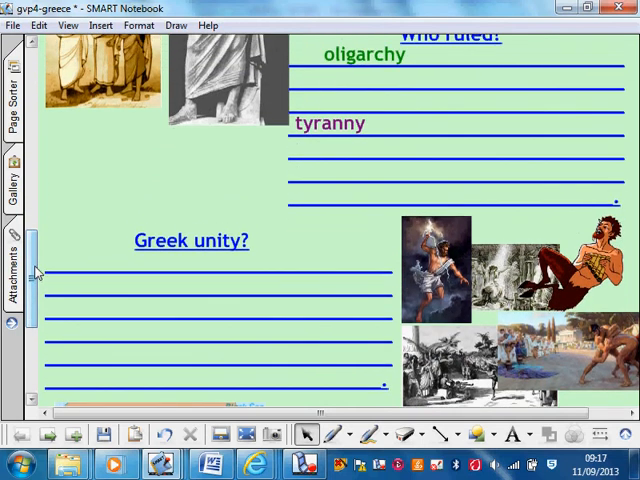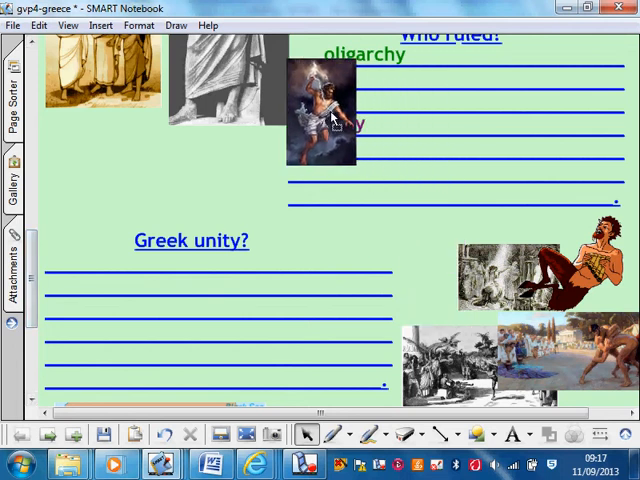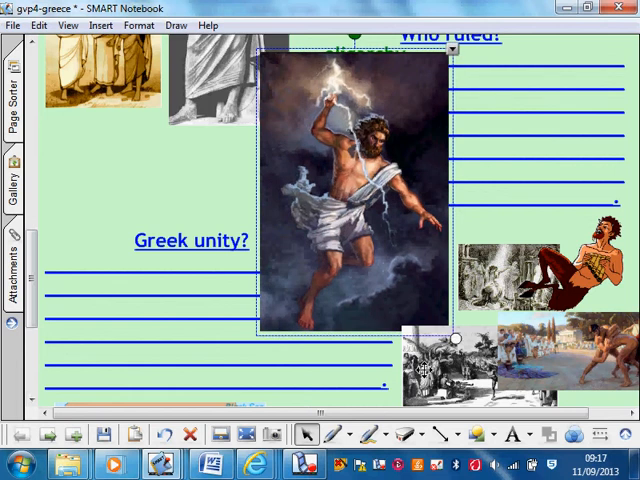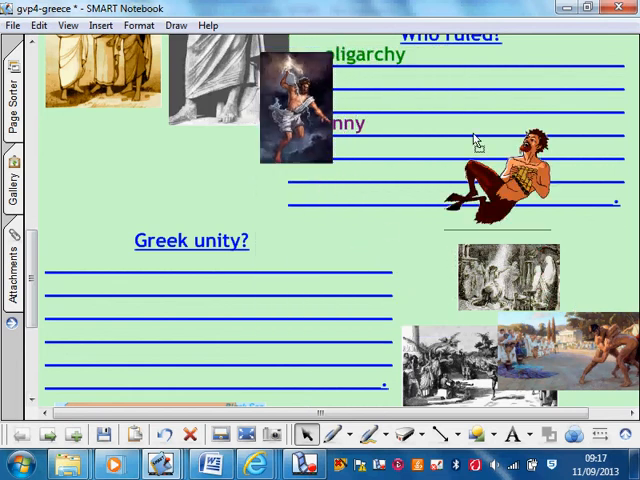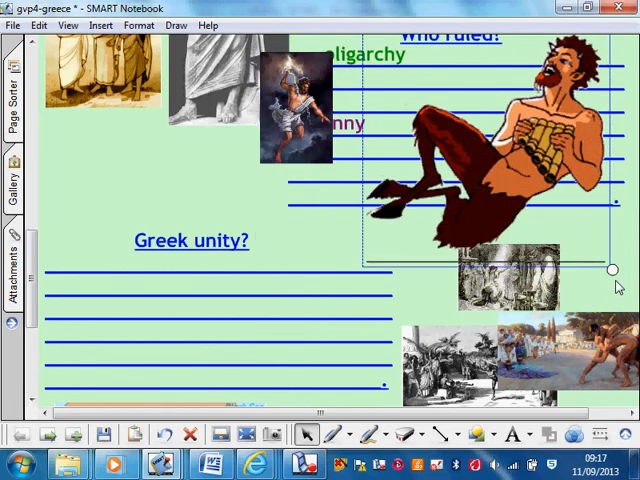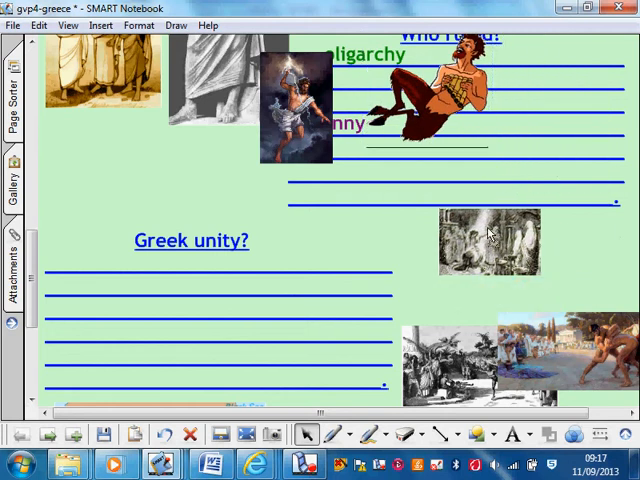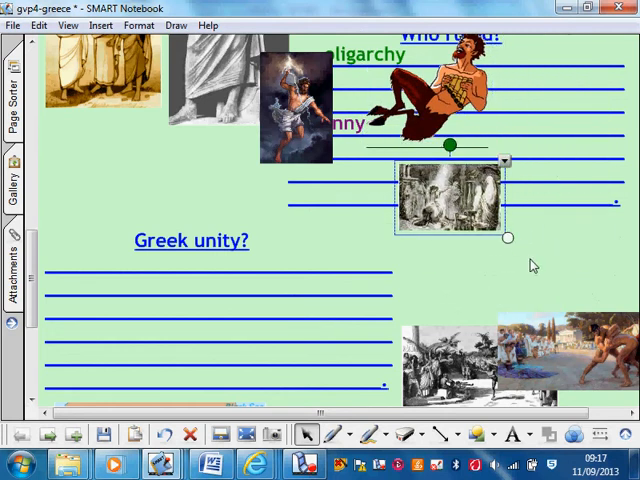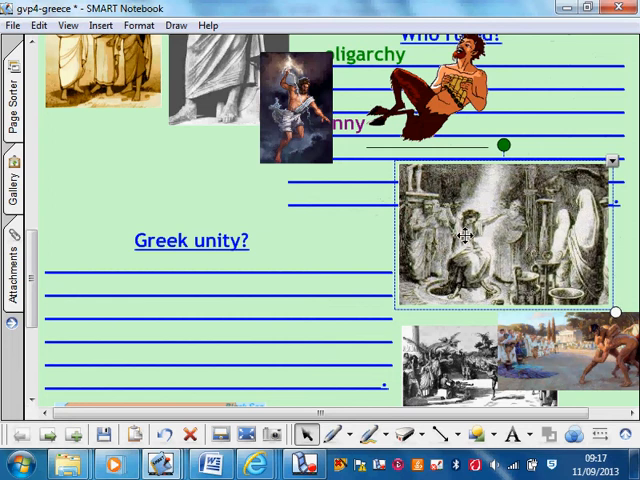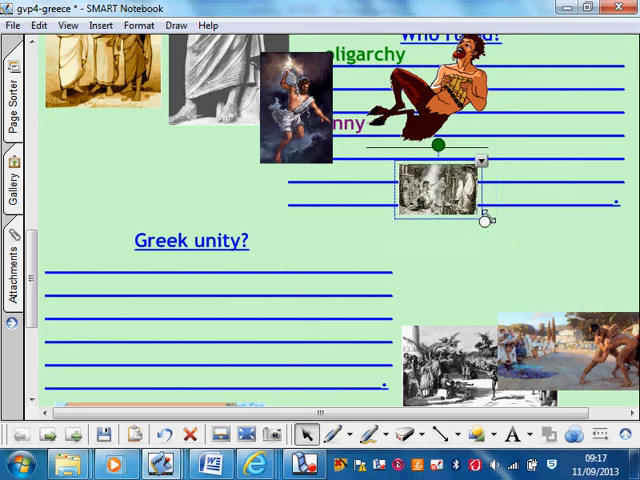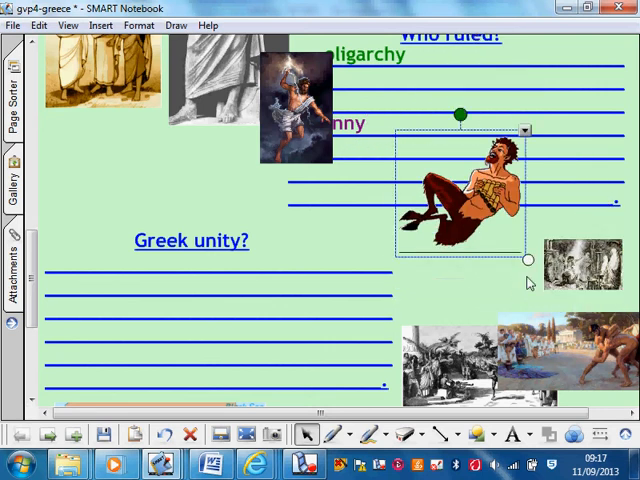Greek unity, question mark. Well, at this point in history, there isn't that much Greek unity. They have the same language. They all speak Greek. They all believe in the same gods. Zeus, father of the gods. Pan, where the word panic comes from. They believe that you can contact the gods at Delphi, the oracle. You ask the questions and the oracle will tell you the future because the oracle is told it by the gods. So they have that sort of unity.